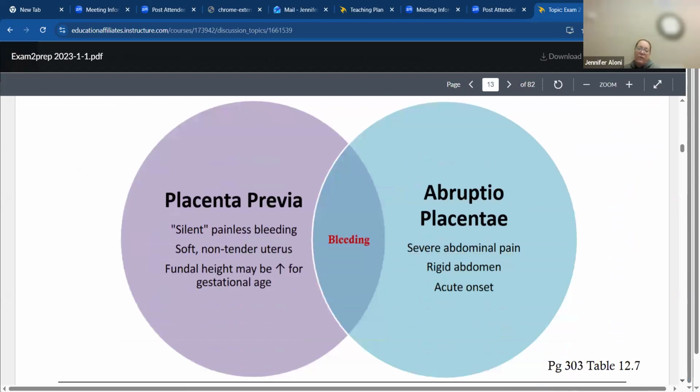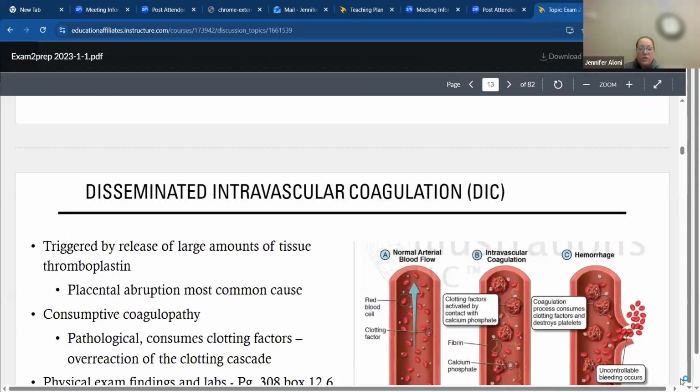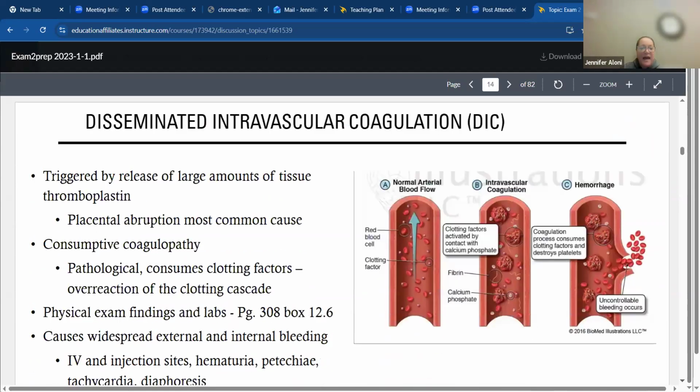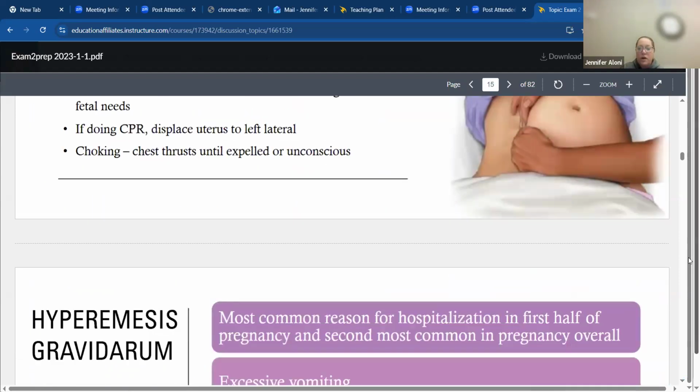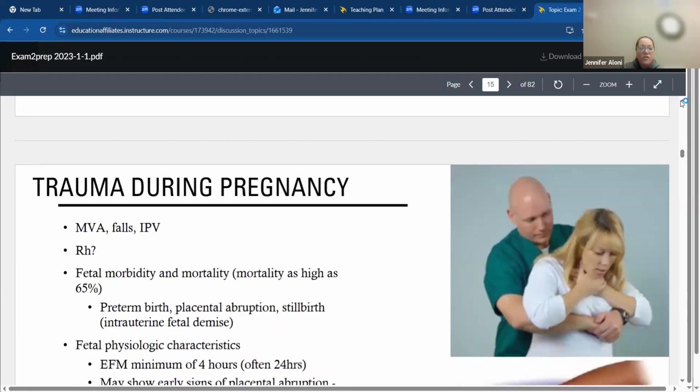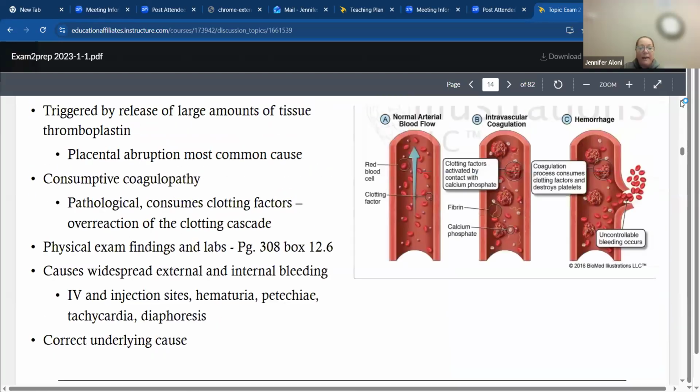So both of them will present with bleeding. Previa will be silent, and abruption is pretty quick onset and severe pain. Know the difference between those two. DIC is what happens after this, where you have this uncontrolled bleeding that happens. You're gonna watch for that and be very careful with DIC. Those are going to be some of your labs you're going to look at. Are your clotting factors working? Things like that.